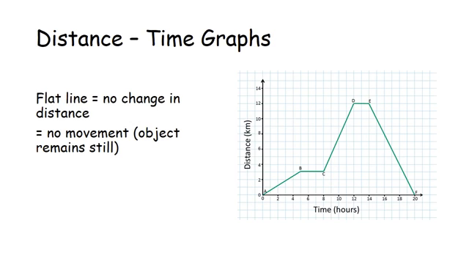Now, a couple of other things to look out for in these graphs. Not everything is based on a gradient. There are certain points in the graphs where the graph shows a very flat line. Now this indicates that there is no change in distance.